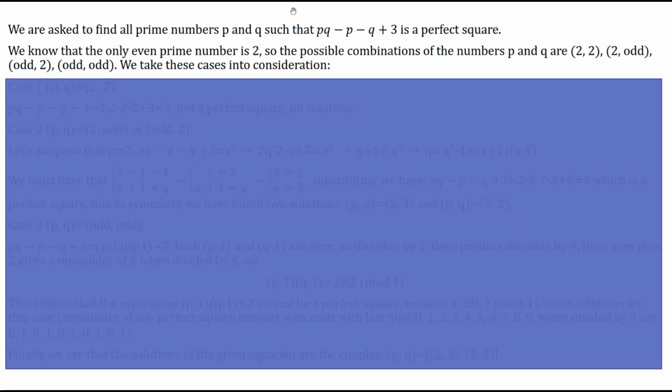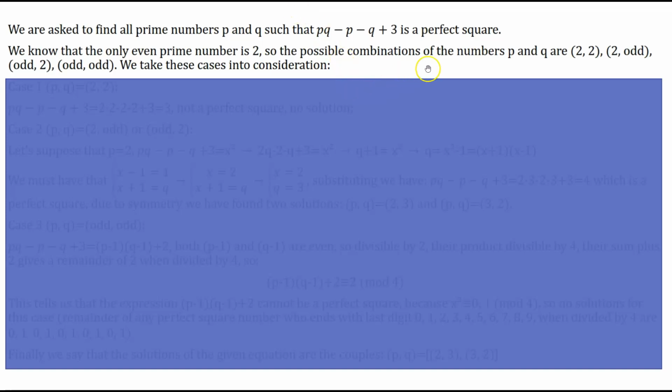So if there is any possible solution to this question, the possible combinations of the numbers p and q are: both of them are equal to 2, one of them is 2 and the other is an odd prime number, and of course due to symmetry the other is odd and the first is 2, or both numbers are odd prime numbers. Now we will take these four cases into consideration and solve the problem case by case.